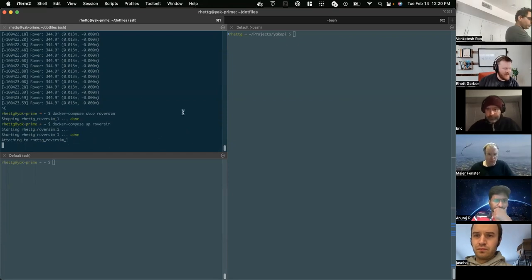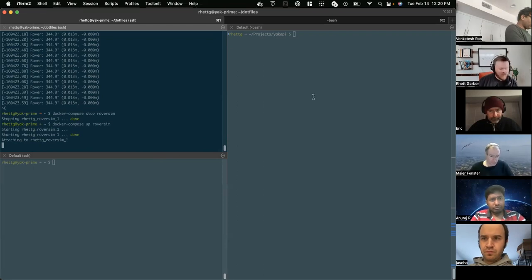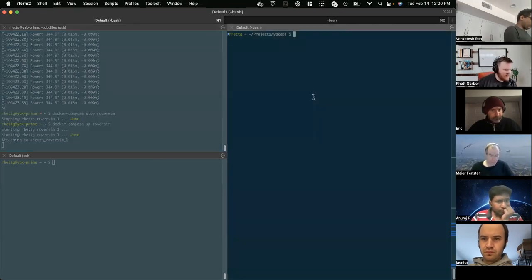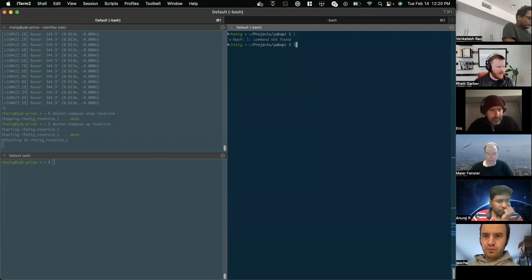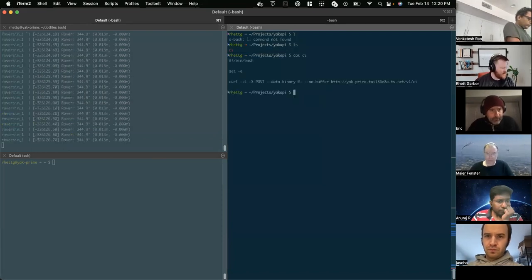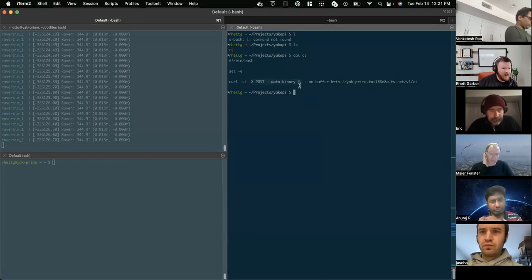Okay, so hopefully that is now going to be waiting for these events to show up. Over here, this is on my laptop, and I created this shell script that uses curl to interact with the Yak API server running on Yak Prime. All of this gobbledygook is just to say, we're going to post the contents of what I type in after this command runs to this endpoint, and then it outputs the result.